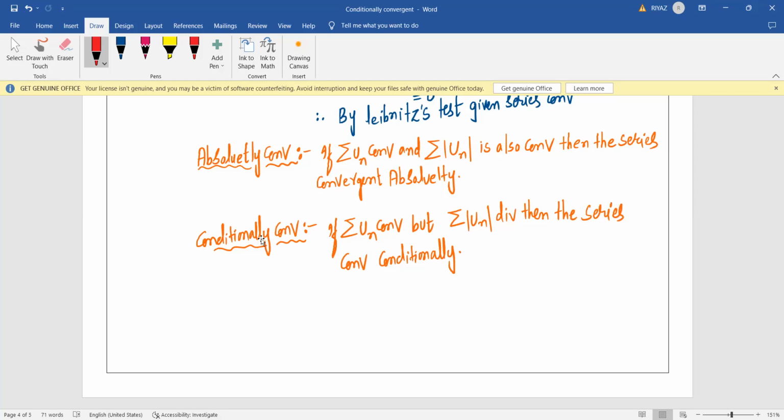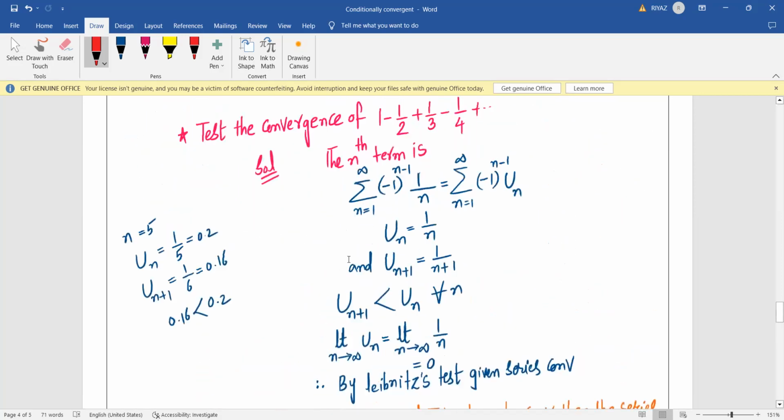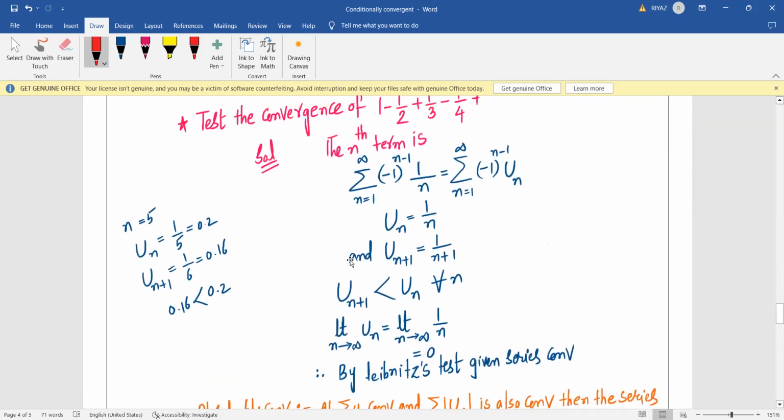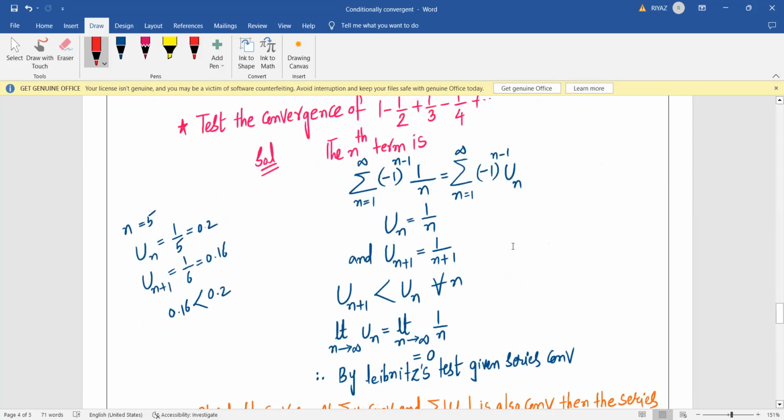Do you understand? It is convergent or not convergent, not divergent. In this example, it is satisfying both of the conditions. Suppose at least one condition fails, we say that it is not convergent. Do you understand?